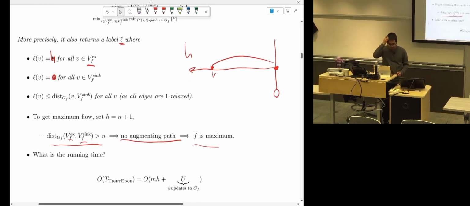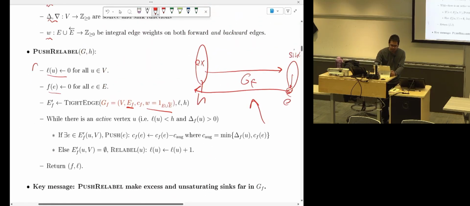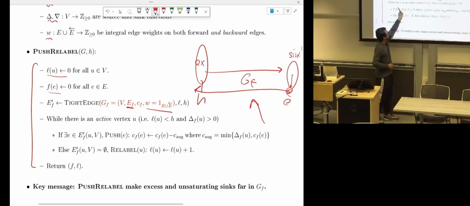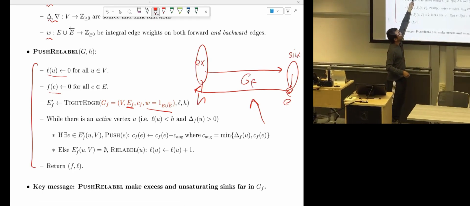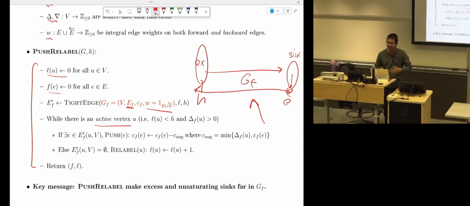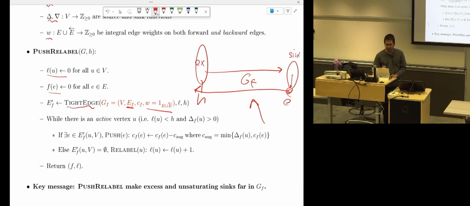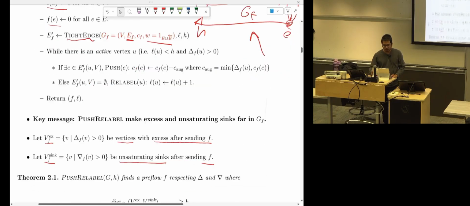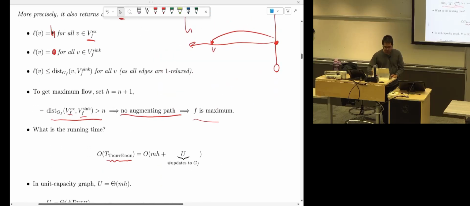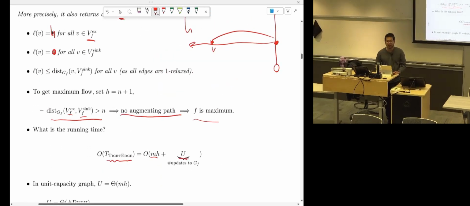And the running time of the whole algorithm here is basically the time for the tight edge data structure. Each of the steps here is dominated by the time to maintain this tight edge. You can find the active vertex just by maintaining some queue. That's kind of simple. So the whole thing is just the tight edge data structure. What's the running time for the tight edge data structure? It's something like mh plus u, the number of updates.